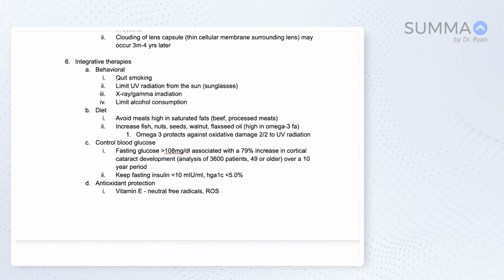So obviously, there are some behavioral changes you'll need to make. If you are smoking, absolutely quit it. Limit ultraviolet radiation from the sun. So, if you're out for long periods of time, greater than 15, 20 minutes, wear sunglasses. Try to limit exposure to X-rays or gamma radiation, particularly at work, or wear a lead suit if you have to be exposed to those areas.